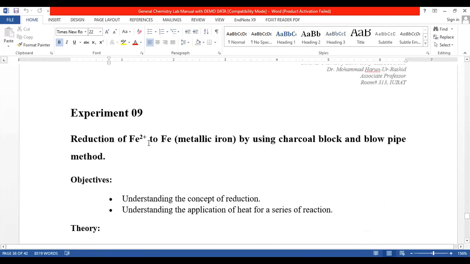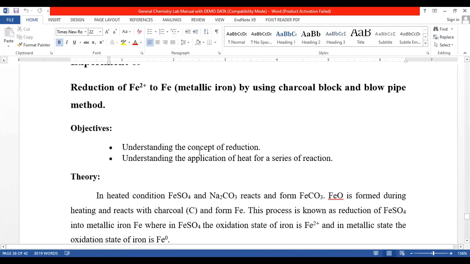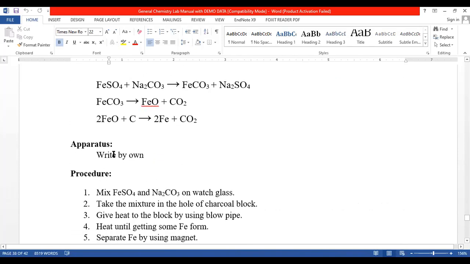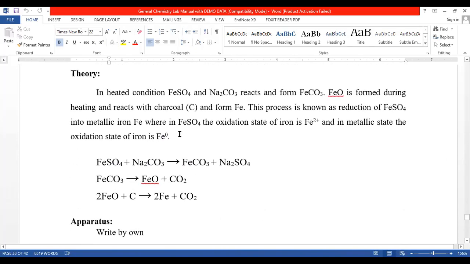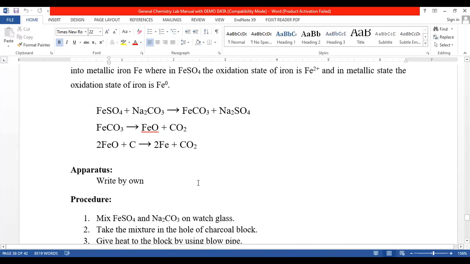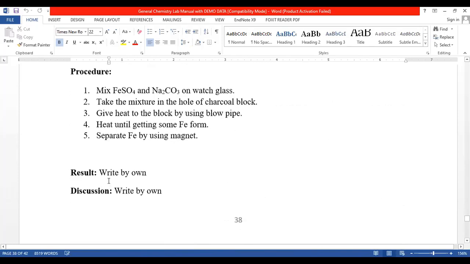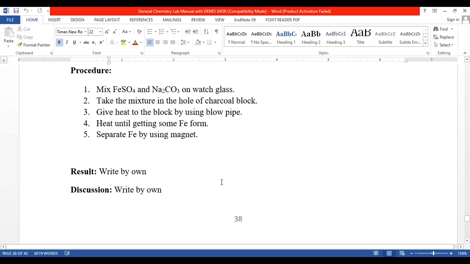Okay, reduction of iron 2 from iron ion to metallic iron by using a charcoal block and blowpipe. There is no data, so you can directly write down the objective, theoretical background, and the reactions. And the apparatus: when the procedure is done, you can write down the apparatus from the experiment. The procedure is given here. The result and discussion you can write by yourself when you conduct this experiment.